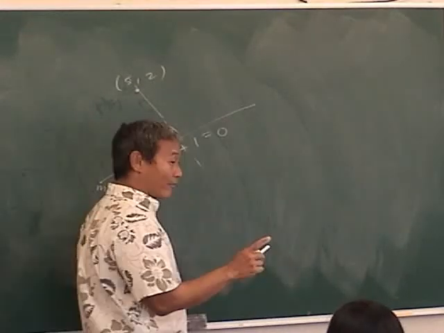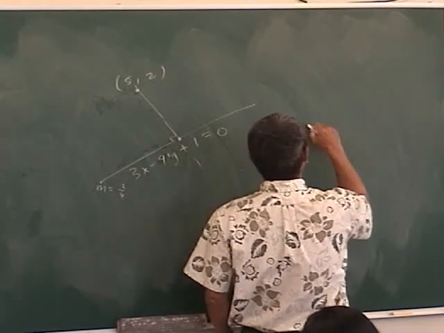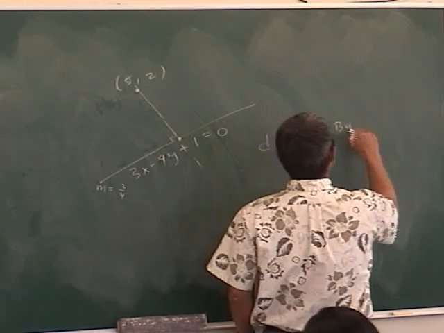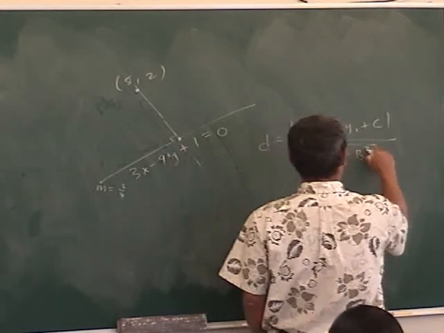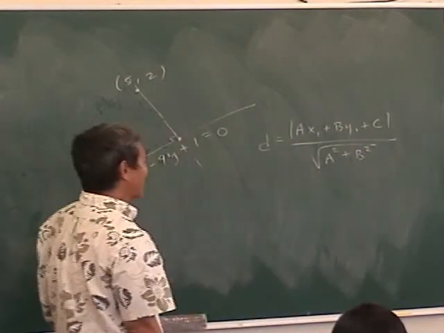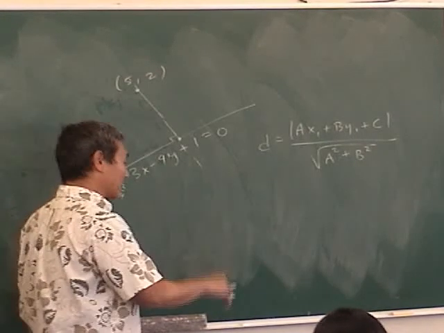Luckily, we have a formula. This is how you find the distance between a point and a line: ax1 plus by1 plus c, all over the square root of a squared plus b squared. I would highly suggest you put this formula in your tool belt because we're going to be using it repeatedly throughout the course.